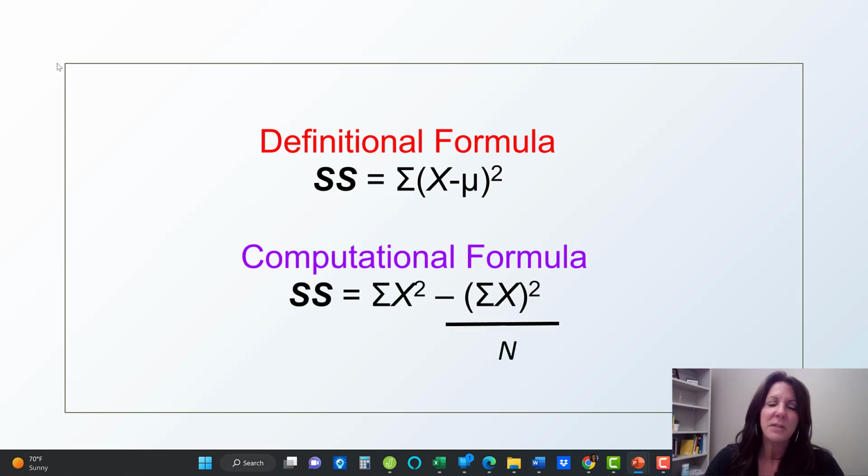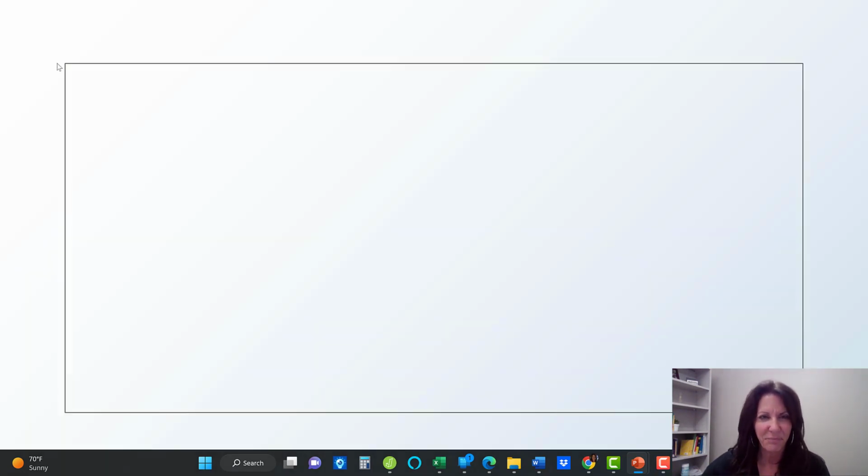We're also going to talk about a different kind of formula to find the exact same number, SS, sum of squares. It's called a computational formula. We use this when maybe our calculations are going to have some decimals. It just makes it a little bit easier. But it's a formula that doesn't really connect to what it actually is. It'll give you the right number, but I really do prefer the definitional formula.